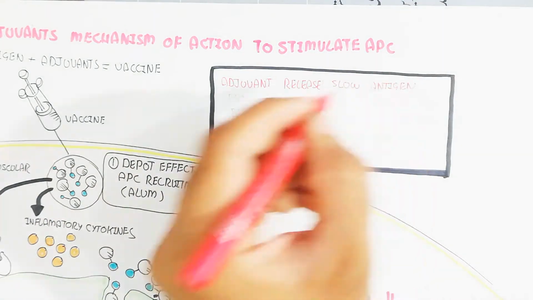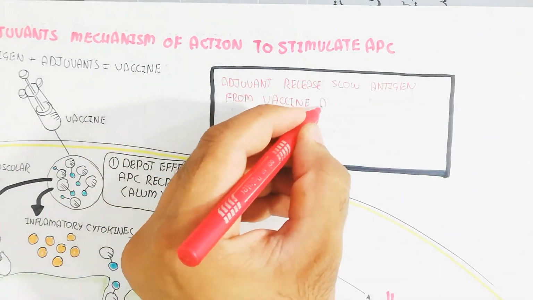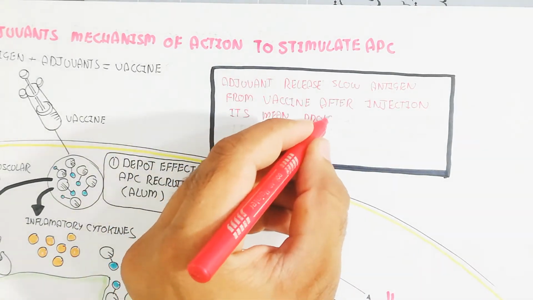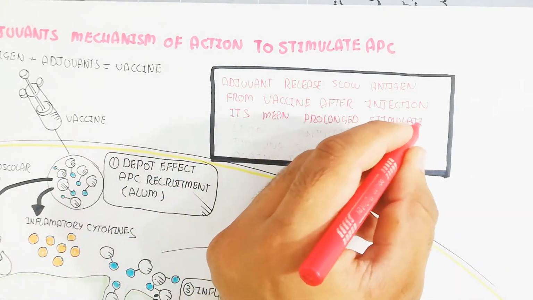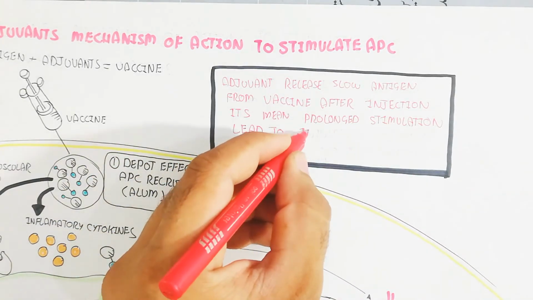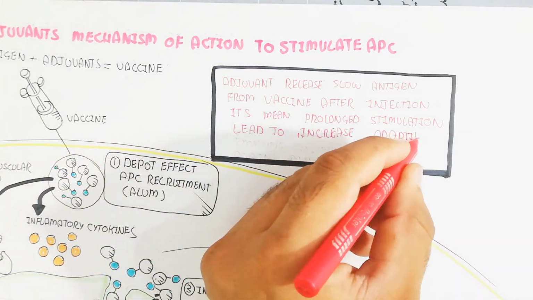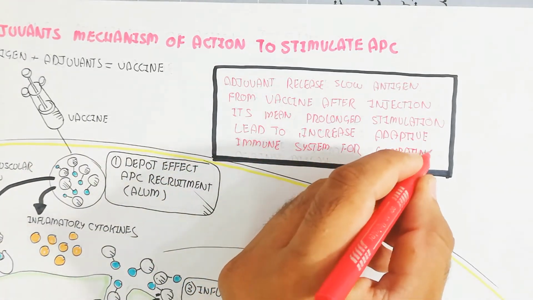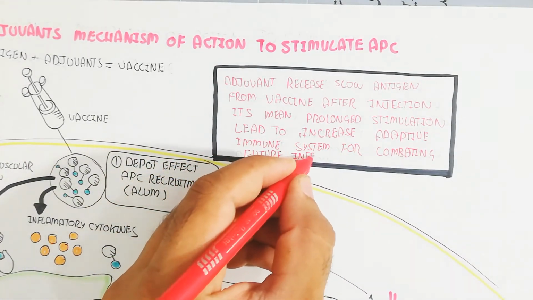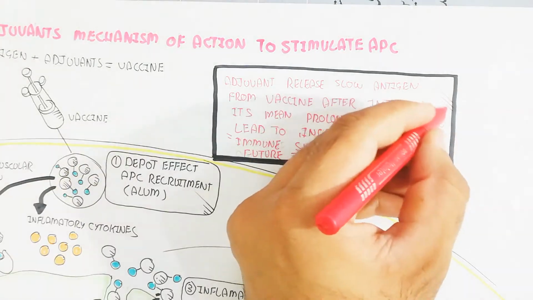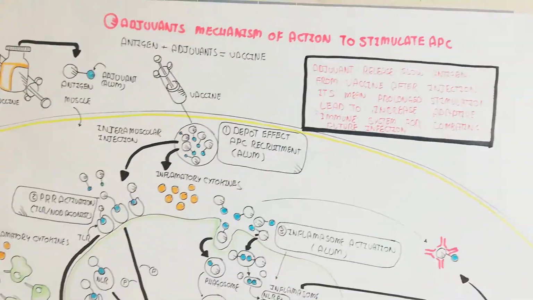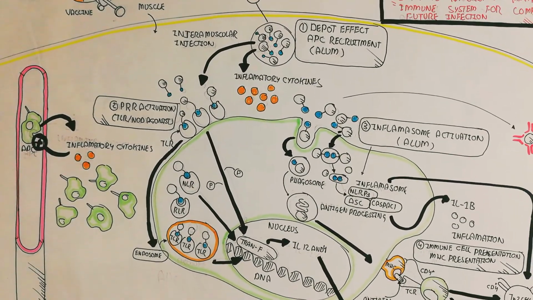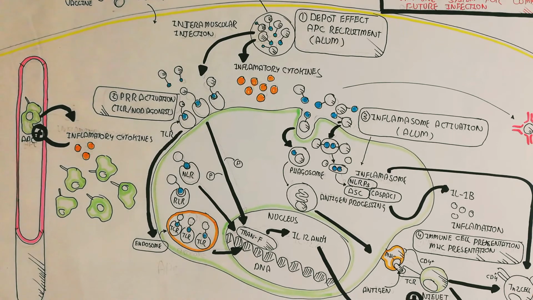So what is the meaning of adjuvants? Adjuvants release antigen slowly from the vaccine after the injection. It means prolonged stimulation leads to an increased adaptive immune response for combating future infection. So that is the important and major mechanism of adjuvants, and I hope it makes sense. If you don't know about adjuvants, please watch another video which I made before this video.